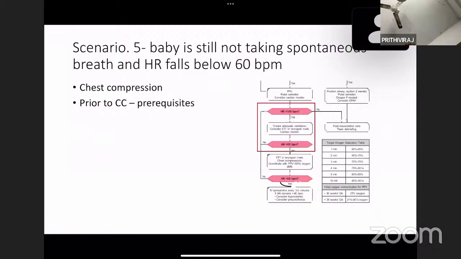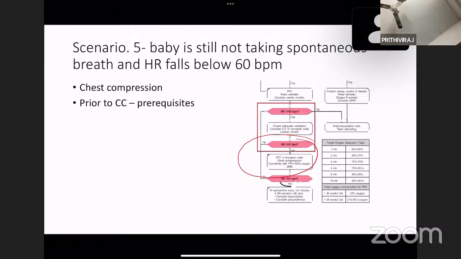Now, after doing positive pressure ventilation for 30 seconds, perfect. You have given effective positive pressure ventilation. There was an adequate chest rise, and despite that, there is no spontaneous breathing. And suddenly, you notice that the heart rate falls below 60. What do you have to do?